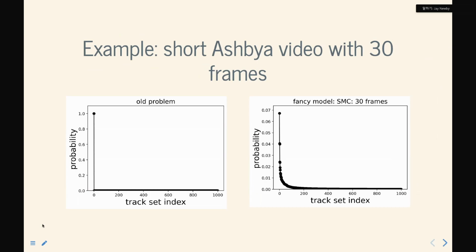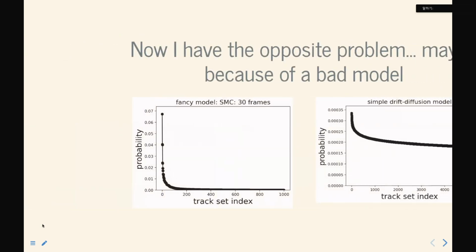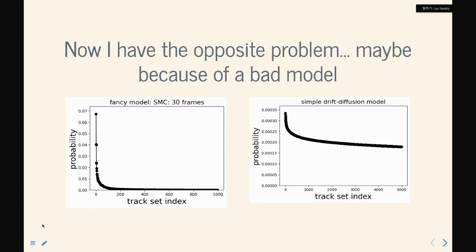But what can happen? On the other side, this is something else that can happen. Here's my fancy model, same as the previous slide, this one here. But suppose I wonder, do I need my expensive fancy model? Maybe drift diffusion works much faster. I'm very interested in making that work because I don't need to run it for 5 hours on a GPU.